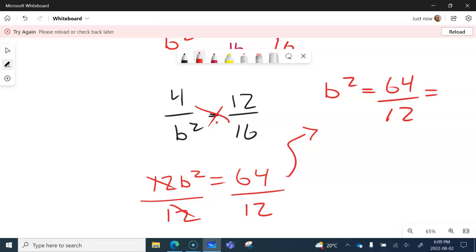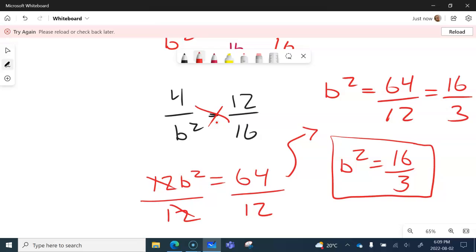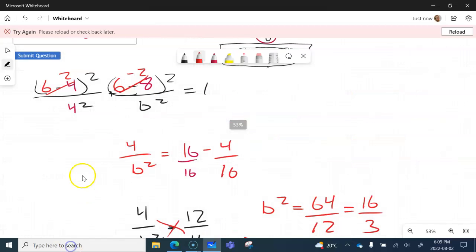Which we could reduce down, right? I think we can reduce that. Divide by 4, what's that, 16 thirds? So b squared equals 16 thirds. Now that's weird and wacky, of course, but that's b squared. That's all we need. I don't need to square root this or anything else. So we can go back up here. We're going to replace this very sloppy thing, instead of b squared, we'll just pump that in. That's 16 over 3, right?